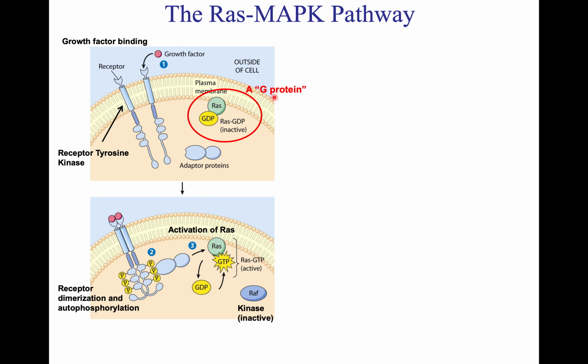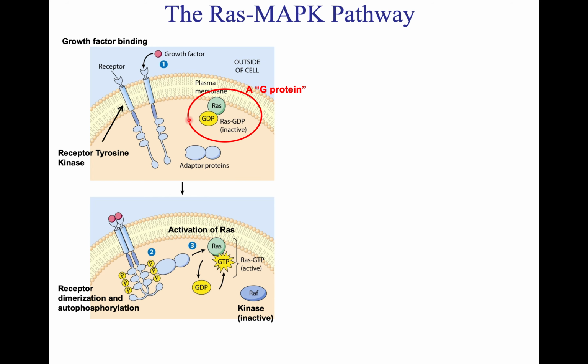I want you to think of these G proteins as basically on-off switches. When RAS is inactive, as it is up here in the top image, bound to GDP, guanosine diphosphate, the switch is off. But if it becomes activated, bound to GTP, guanosine triphosphate, now we're flipping that switch on, and it will in turn activate other molecules in the cell, primarily this kinase called RAF.